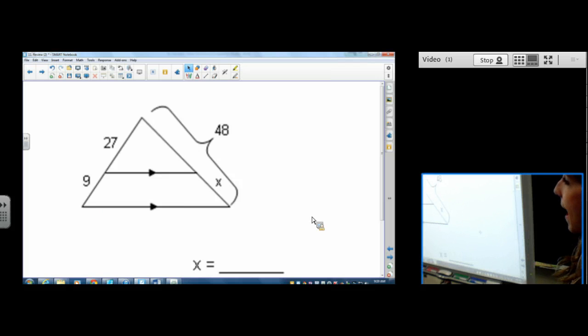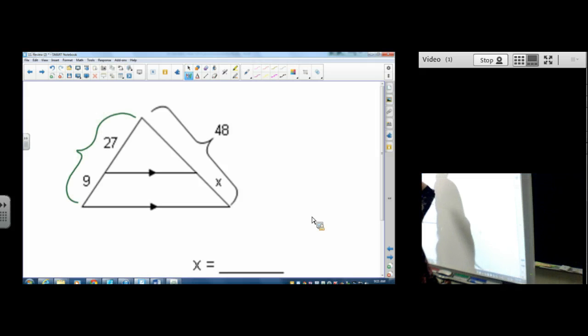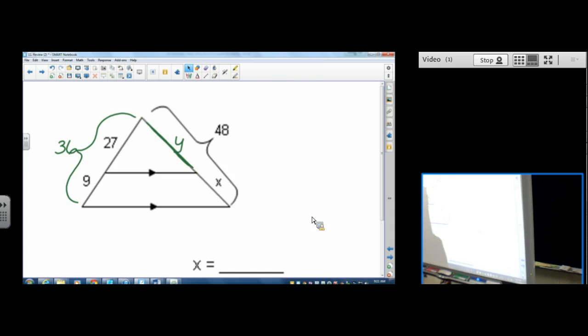Alright, on this next one, you absolutely cannot do 27 over 9 equals 48 over x. Those do not match up. Those are not corresponding. So this is one where I would recommend finding this whole side so that your pieces can match. So we would say 27 plus 9, 36. And then I recommend you find this length, which we'll call y, and then once we get y, we'll just subtract it from 48 to find x. That way we're not putting a subtraction problem in our proportion.